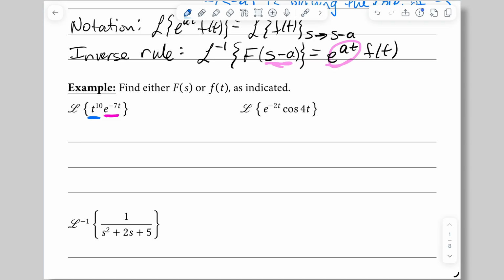Ordinarily, we would transform t to the 10th and write down 10 factorial divided by s to the n plus 1, and so s to the 11th. But with this e to the negative 7t in there, we now have a shift. And so that denominator becomes s plus 7 to the 11th. This is what it looks like to have F of s minus a. Let's look at the next one.